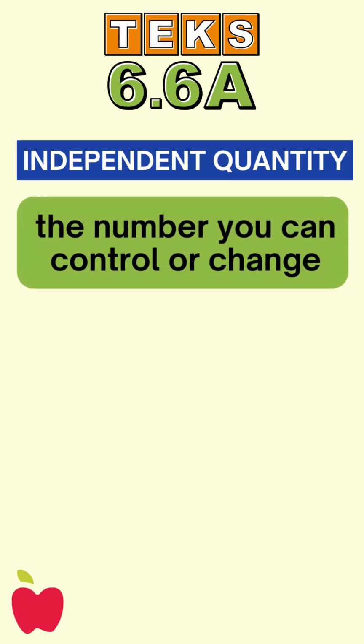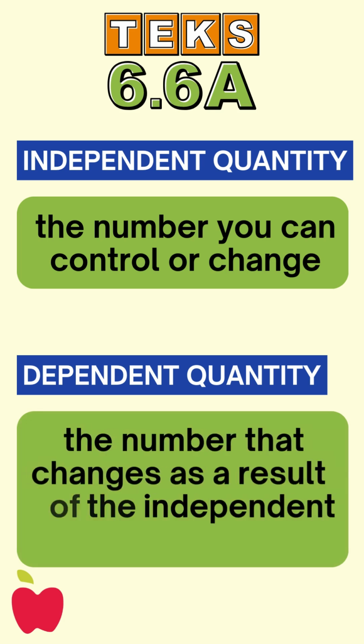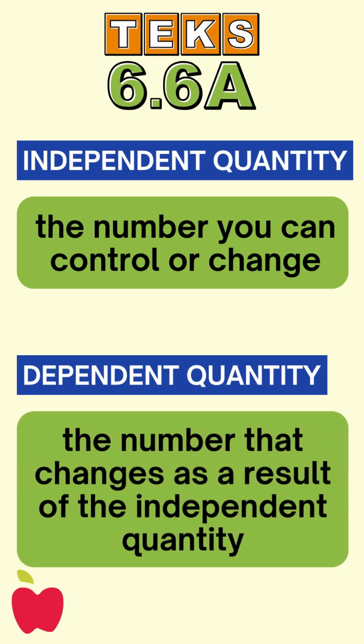So remember, the independent quantity is the one you can control or change, like the number of donuts you buy or the number of smartphone apps you download. The dependent quantity is the one that changes as a result of the independent quantity, like the cost of donuts or the cost of apps.